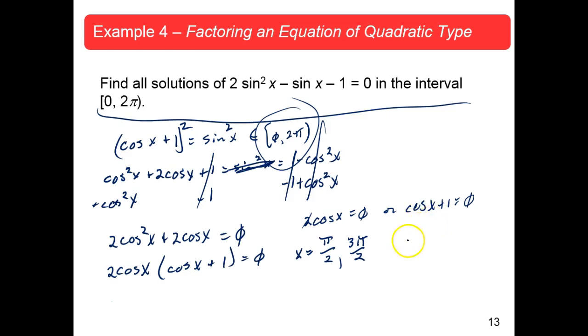So what does the other one give you? Cosine x equals negative 1. And where is that true?